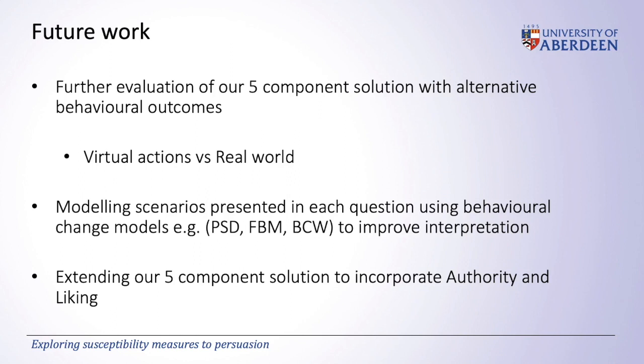In relation to this, we wish to model scenarios presented in each of the susceptibility questions using behaviour change models available in the literature. These could be the Persuasive Systems Design Model, Fogg Behavioural Model, and Behaviour Change Wheel. We anticipate this could help us refine our susceptibility questions by more accurately defining the underlying processes by which we seek to understand how participants may be susceptible to different persuasive strategies. This could also help towards developing questions designed to assess susceptibility to persuasive strategies based on combination of Cialdini principles. We also intend to extend our 5-component solution to incorporate the principles of liking and authority.